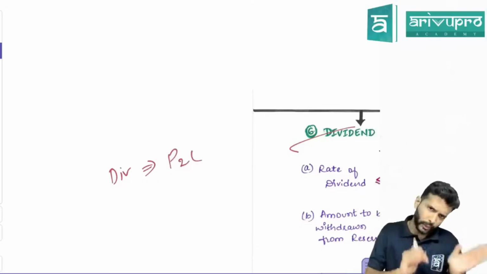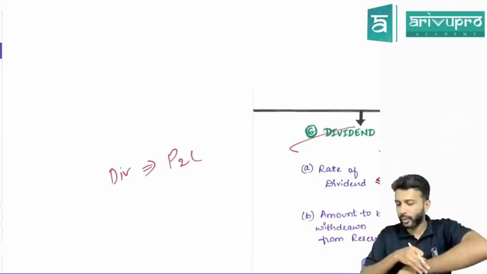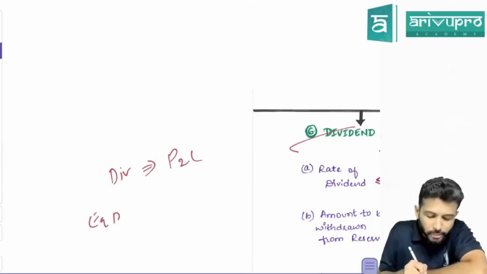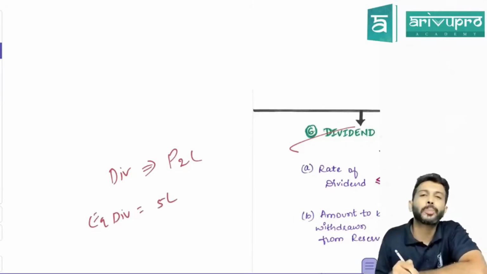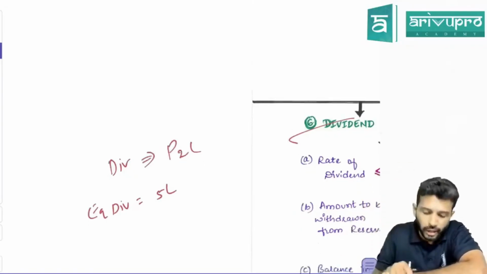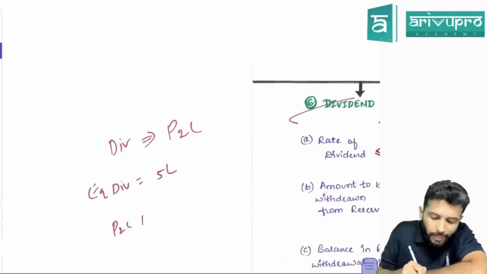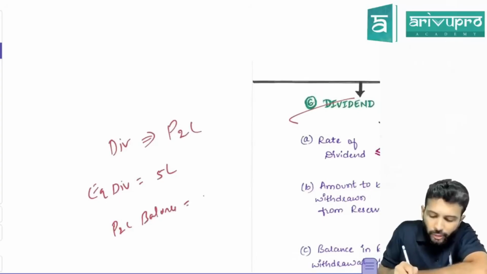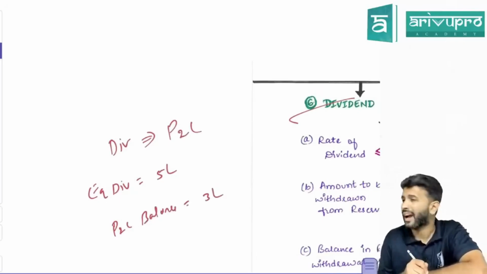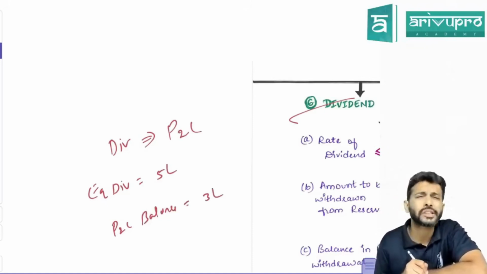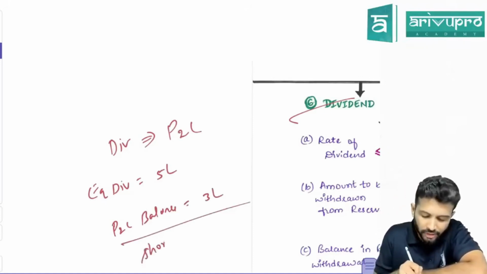I'll give you a small scenario and immediately we'll apply it in one question. Company wants to pay an equity dividend of 5 lakh on equity shares. But the P&L balance is only 3 lakh. So do we have enough P&L balance or do we have a shortage? Shortage. How much shortage do we have here? We have a 2 lakh rupees shortage.